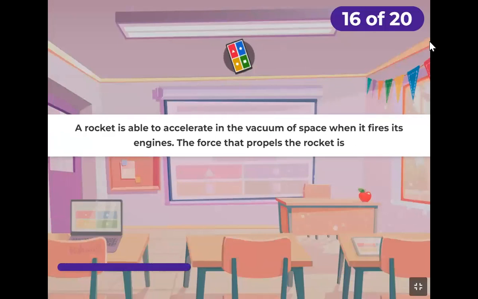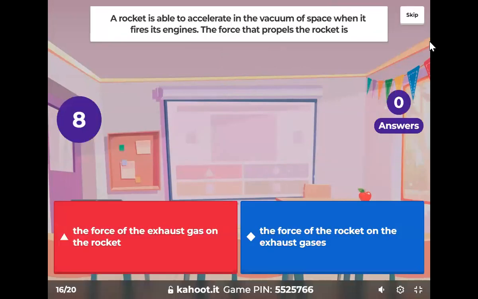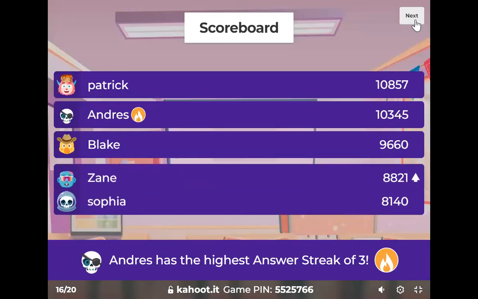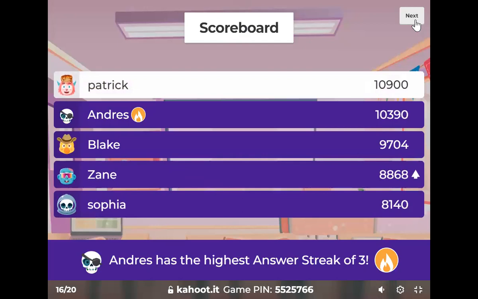Rocket is able to accelerate in the vacuum of space when it fires its engines. The force that propels the rocket is... yeah, right. So those are equal and opposite forces there. The red and the blue are equal and opposite. The rocket pushes on the exhaust gases. The exhaust gases in turn push the rocket forward.